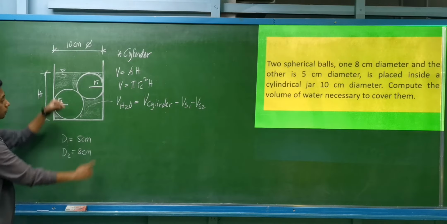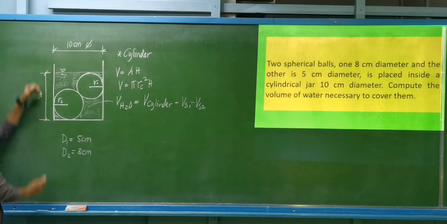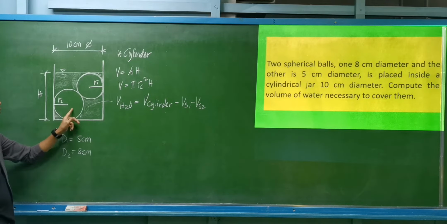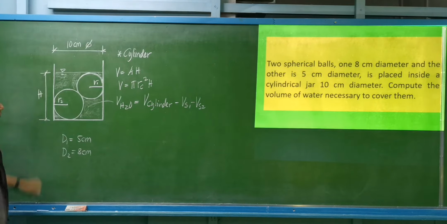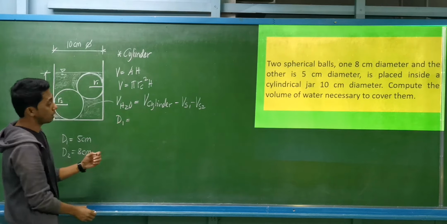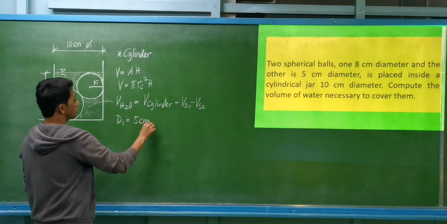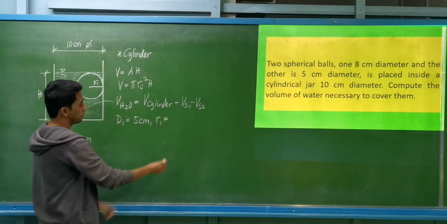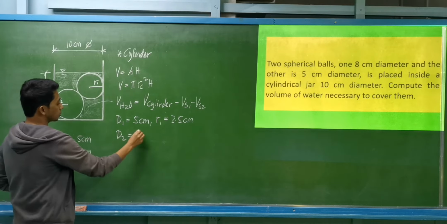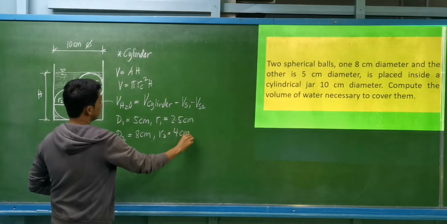So again, how do we compute the volume of water? That is the volume of the cylinder up to this height, minus the volume of sphere number 1, minus the volume of sphere number 2. But we need to determine this h. So we have the diameters of the spheres. Diameter number 1, I place D1 for the smaller sphere, is 5 centimeters, which means the radius is half of 5, this is 2.5 centimeters. Diameter number 2 is 8 centimeters, so radius number 2 is 4 centimeters.